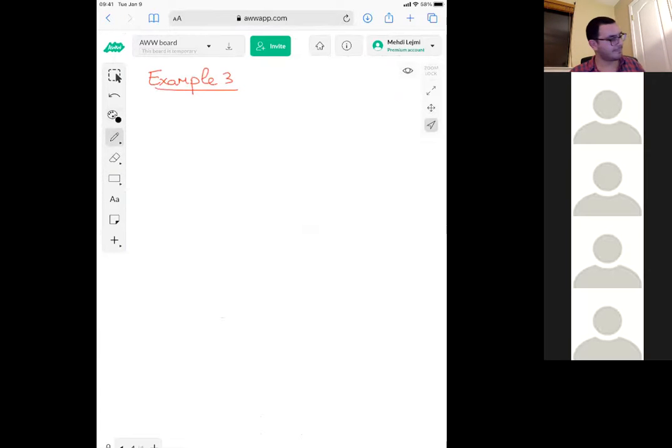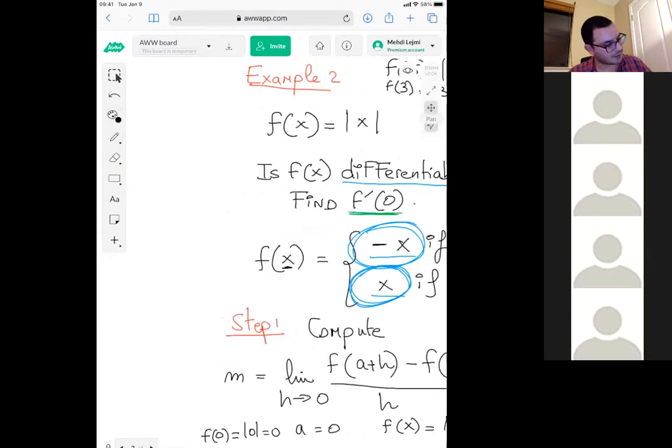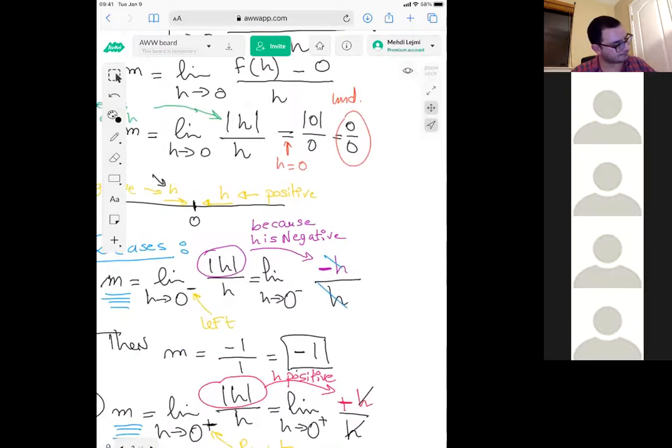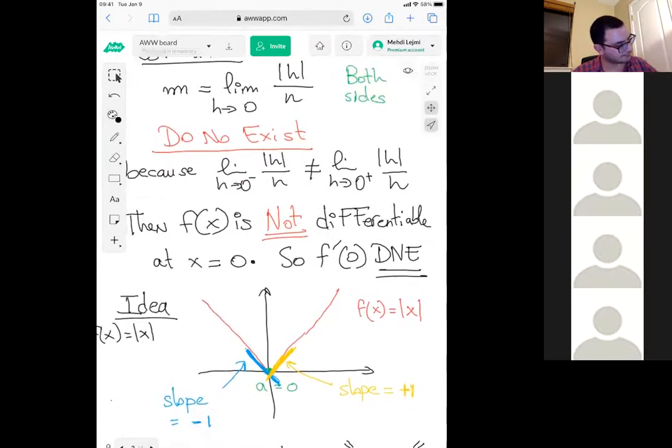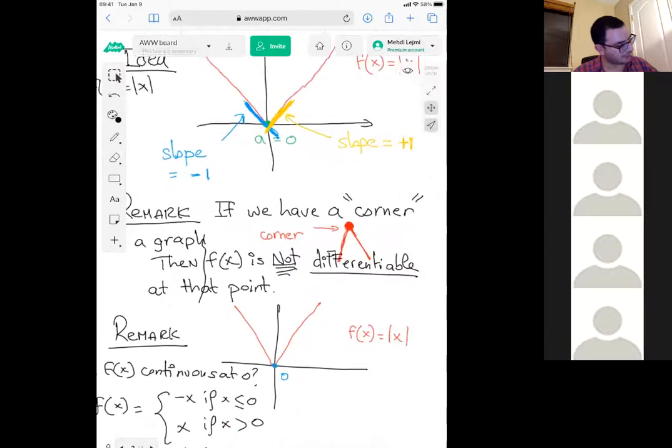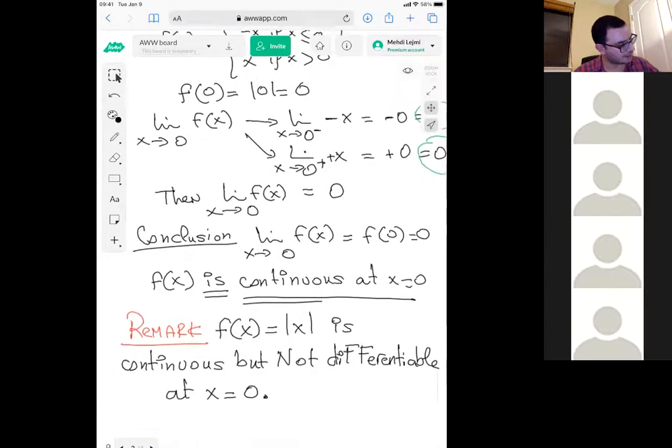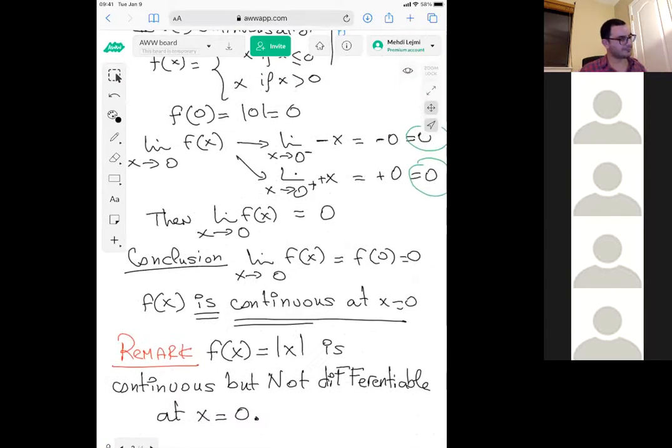Can I see the conclusion? Yeah, sure. Yeah, here in the bottom. Sure. Probably here in the bottom. Yeah, the conclusion is that the function is continuous at x equal to 0.